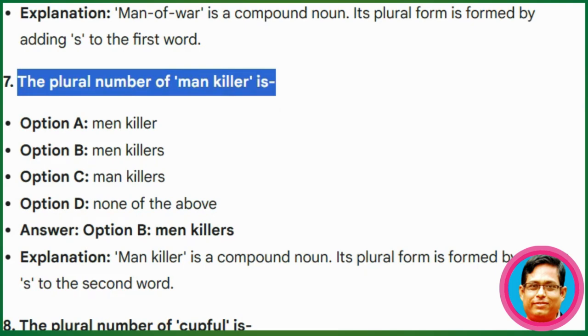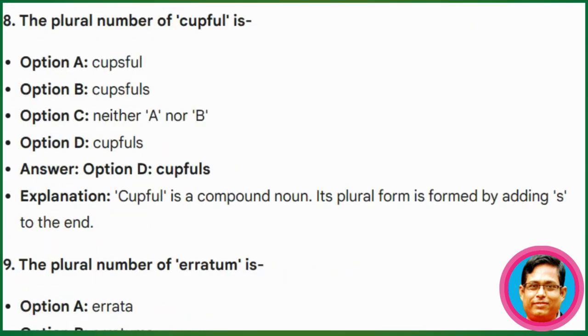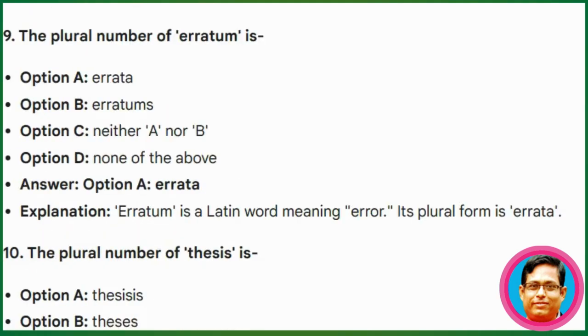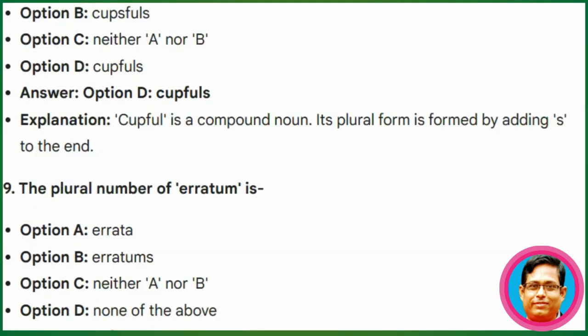8. The plural number of cupful is option A, cupsful, option B, cupsfuls, option C, neither A nor B, option D, cupfuls. Answer, option D, cupfuls. Explanation, cupful is a compound noun. Its plural form is formed by adding s to the end.